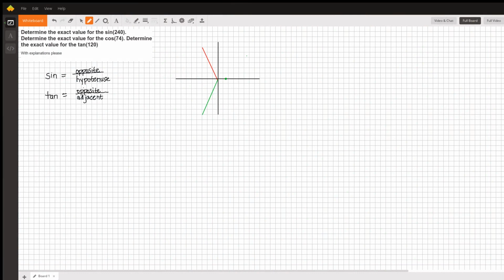This problem asks us to calculate three pieces of information. We're going to focus on just the first and the third, since those values can be calculated exactly like the problem asks for. First, the sine of 240 degrees.